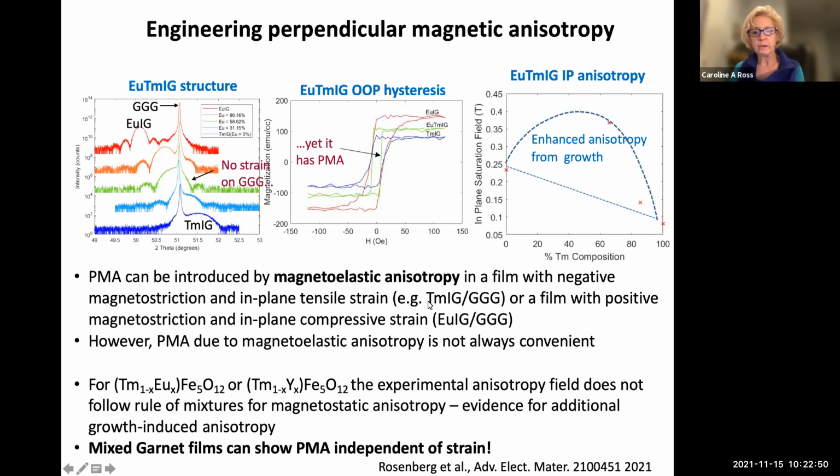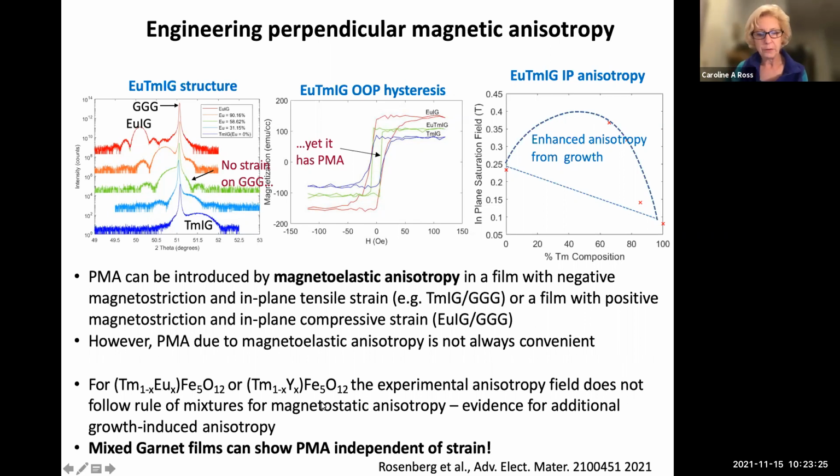And we can see those in two examples: thulium garnet on a GGG substrate, that's the gadolinium gallium garnet, or europium garnet on GGG. Both of these have PMA, and you can see them here. The red one's the europium and the blue one is the thulium. But what happens in between? This is a mixture, europium thulium garnet. And if we look at its X-ray peak, there's no strain at all. This film actually has a good lattice match to the substrate. So there's no way that magnetostriction could be giving us that perpendicular anisotropy.